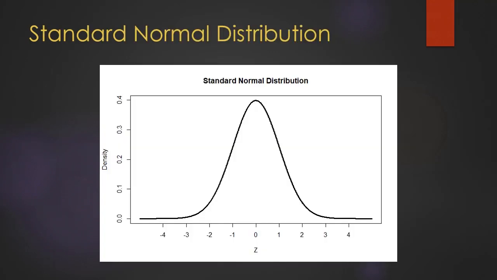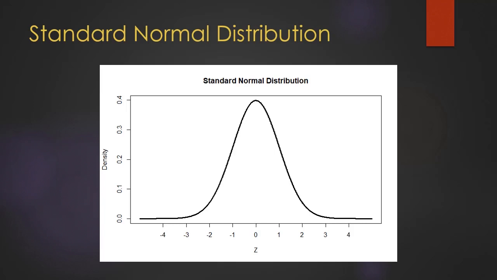When Z-scores are normally distributed, they form a standard normal distribution. That's because in the standard normal distribution, a value of 1 on the score axis represents one standard deviation, so it is the same as one Z-score.